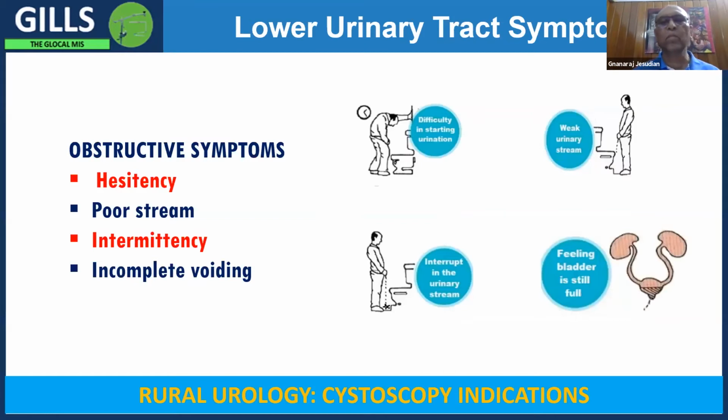And then the most common indication for cystoscopy is the lower urinary tract symptoms. These are again divided into two groups, obstructive symptoms and irritative symptoms. Obstructive symptoms are hesitancy. Once you start initiating the process of passing urine, it takes a little while for the urine to come out, because the bladder has to generate sufficient pressure. In men, it's about 60 centimeters, in women about 40 centimeters, before the sphincter opens and the urine comes out.